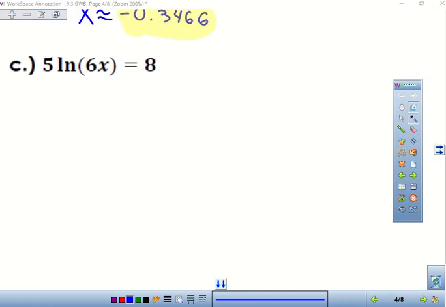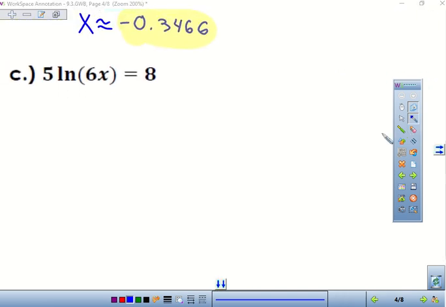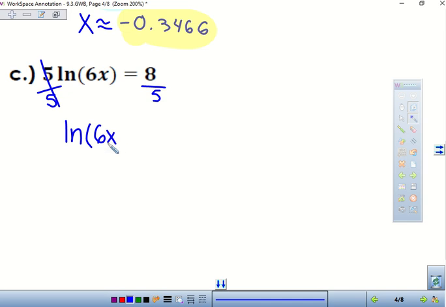So this one here, step 1 is if we want to solve for the variable, we have to get what the variable is contained in by itself. So what do we got to do? Divide by 5. I'm going to leave it as 8/5 for a little bit. All right, so here's the problem. We can't put an x in the calculator to do ln of 6x.